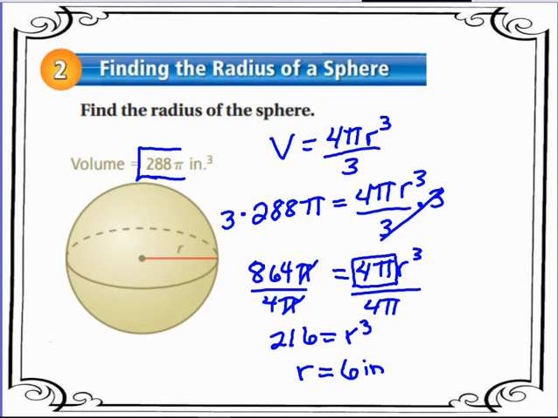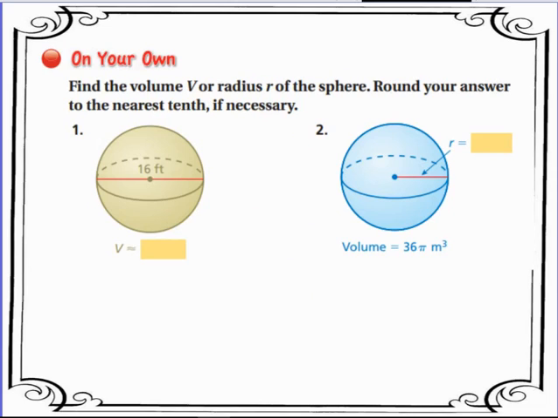So here we go. You can try a few on your own, 2 of them. Notice this is a diameter. You don't want to use a diameter, you want radius. So here's your formula. Volume equals 4/3 pi r cubed. Push pause and then come back and see what we have.